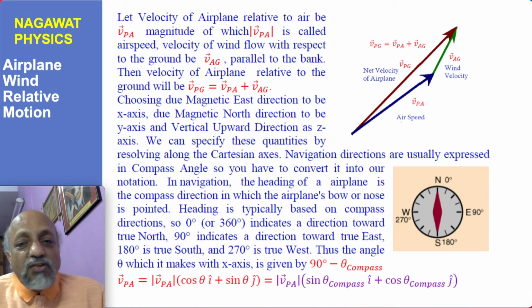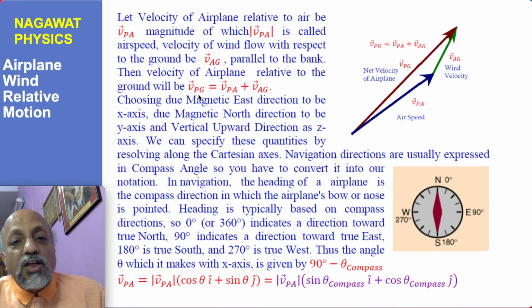A similar analysis can be done for questions related to an airplane and wind. The wind is blowing, and the airplane can get a particular velocity with respect to the still air, or air speed, and then there is the net speed of the airplane as observed by an observer on the ground. Let the velocity of the airplane relative to air be denoted by VPA, the magnitude of which I am calling the air speed, and the velocity of wind flow with respect to the ground by VAG.